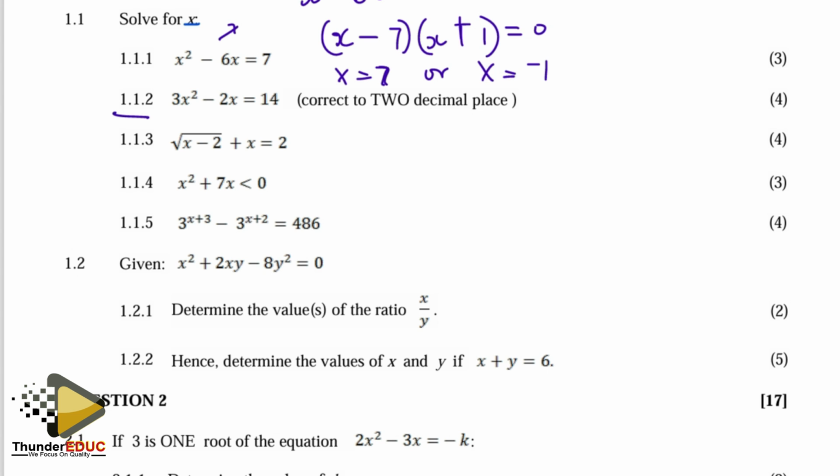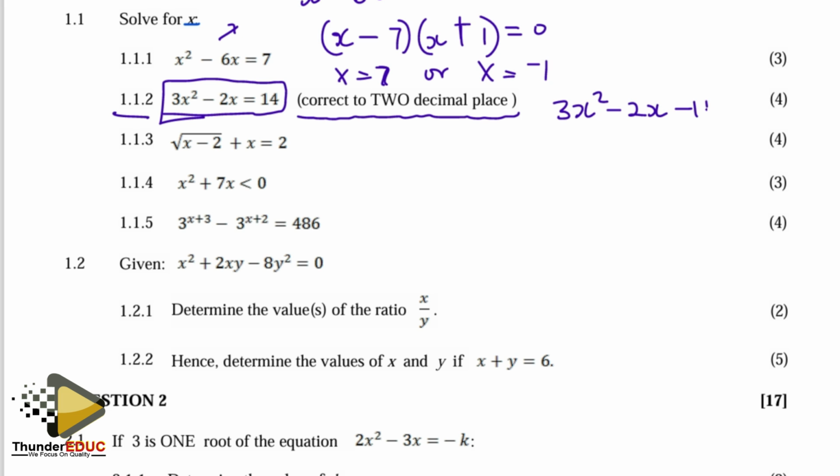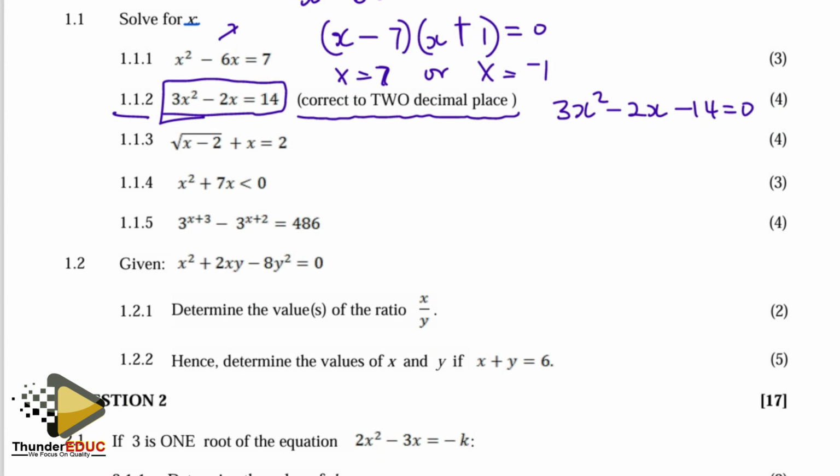Now 1.1.2, where they give us 3x squared minus 2x is equal to 14. For as long as the question gives you this condition, which they will always do, correct to 2 decimal places, please straight away run and use the quadratic formula. But you'll have to first of all create the standard form again. So creating the standard form is going to be 3x squared minus 2x minus 14 is equal to 0. Let me just use this side. So it's 1.1.2. So 3x squared minus 2x minus 14 is equal to 0.